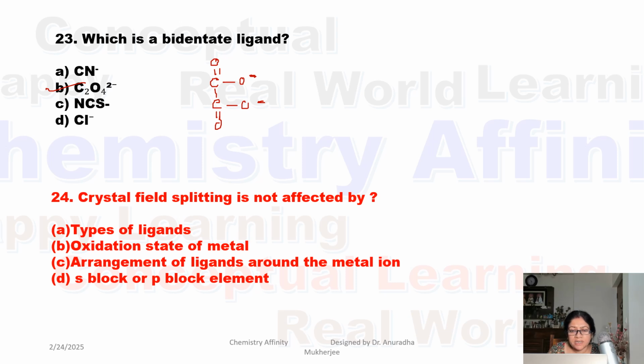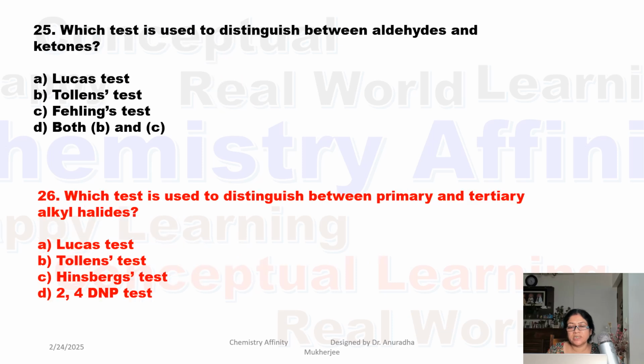Crystal field splitting is not affected by types of ligand, oxidation state of metal, arrangement of ligands around the metal ion. So the correct option will be option D, s block and p block element. Types of ligands means high spin or low spin, depends on the strong field ligand or weak field ligand. Oxidation state of metal means metal in the lower oxidation state usually forms high spin complex. Arrangement of ligands means octahedral, tetrahedral, square planar geometry, the CFSE will be different. So the correct option is option D.